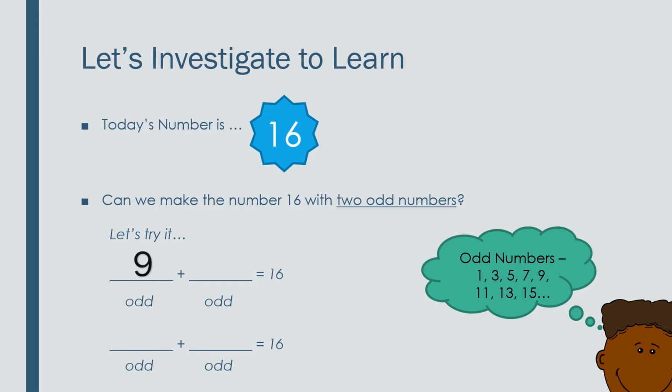If we start with 9, what would we need to add to make 16? Great, we would need to add 7, and we would get a sum of 16. So adding two odd numbers together made an even sum of 16. Let's try one more. If we start with 11 this time, what would we need to add to make a sum of 16? You got it. We would need to add 5 to get the sum of 16. So adding two odd numbers made an even sum of 16.